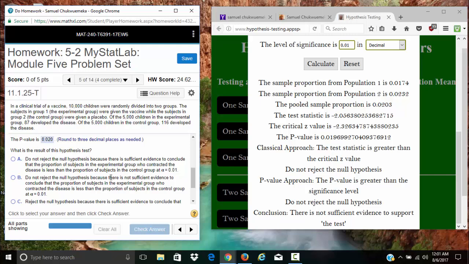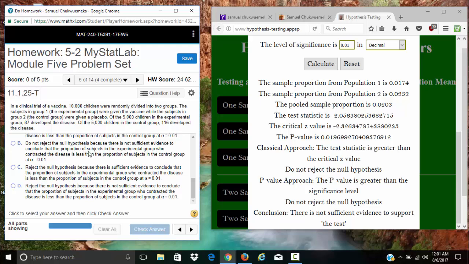No. So B: do not reject the null hypothesis because there is not sufficient evidence to conclude that the proportion of subjects in the experimental group who contracted the disease is less than the proportion of subjects in the control group at the 1% significance level. So that is option B.